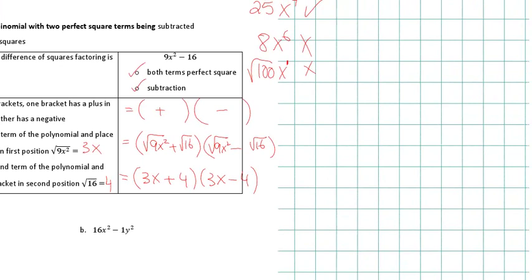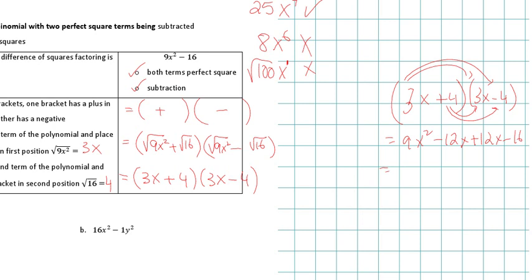Okay, let's see. 3x plus 4 times 3x minus 4, right? And then, okay, let's FOIL this. So that's 9x squared minus 12x plus 12x minus 16. And that's going to be minus 12x plus 12x. They cancel each other. So I'm left with 9x squared minus 16.